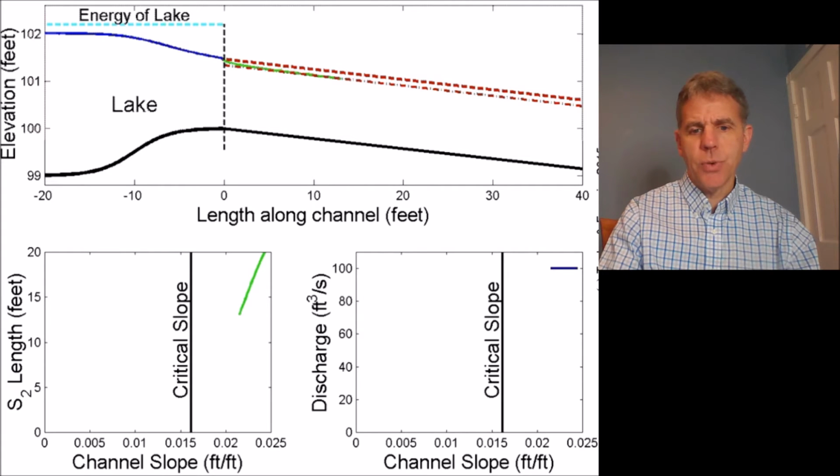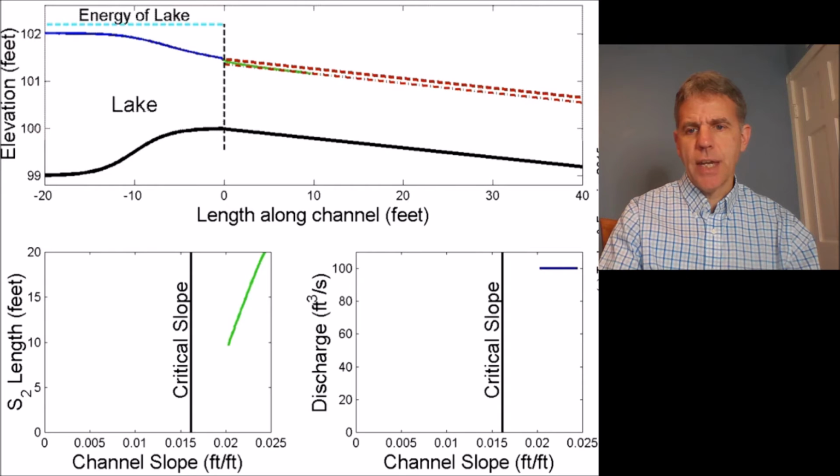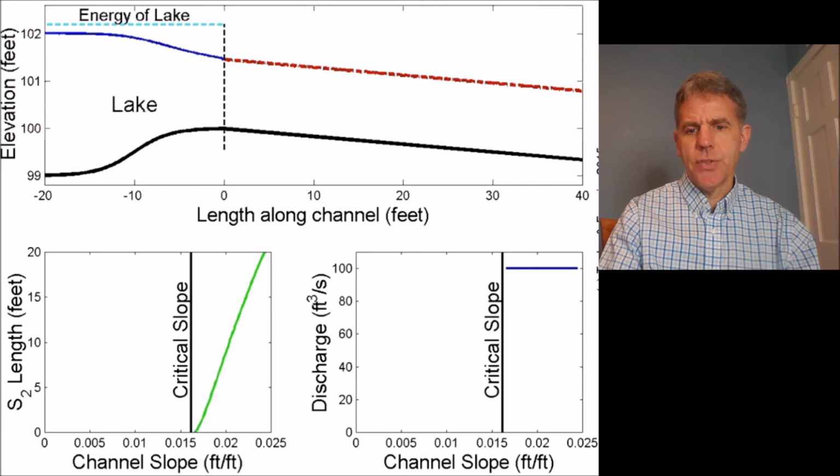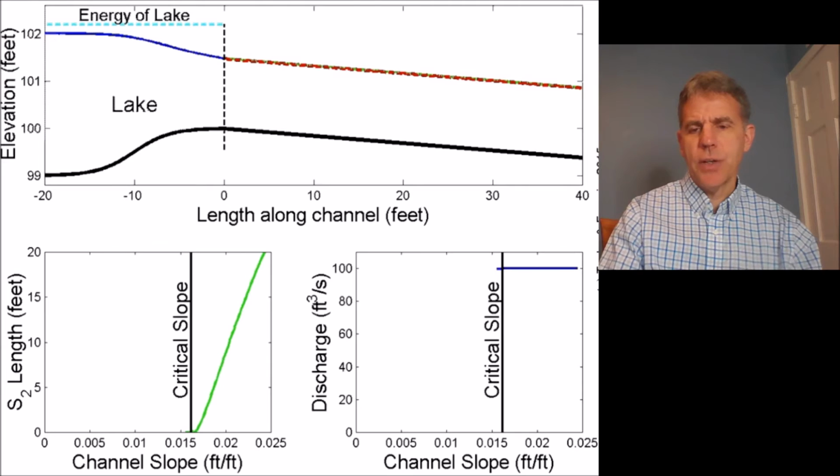Let's push this through to critical conditions. So you can see that the channel is getting shallower and shallower. The length of the S2 is diminishing. Discharge isn't changing. We're about to get to critical conditions, and boom, there we are. We've just hit critical conditions.